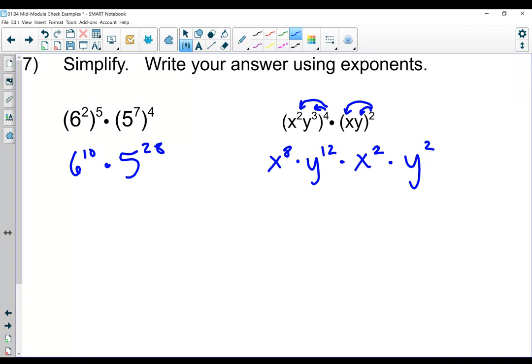Now we want to take everything with the same base and put them together. So here I have 8 factors of x and then 2 more factors of x. So all together I'll have 10 factors of x, or x to the 10th power. I have y to the 12th times 2 more factors of y. So all together I will have y to the 14th. And that'll be my final answer on that one.